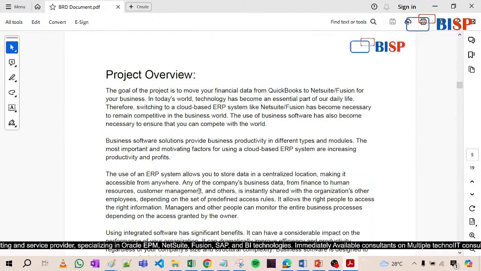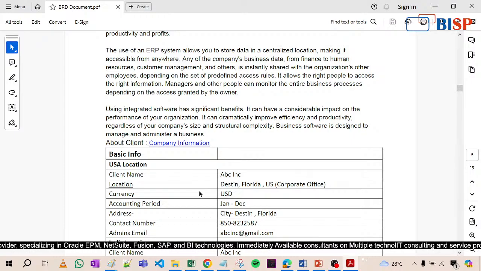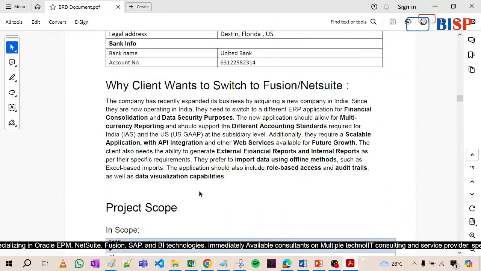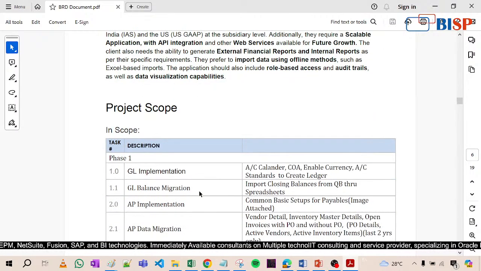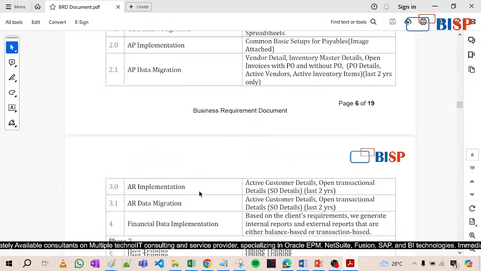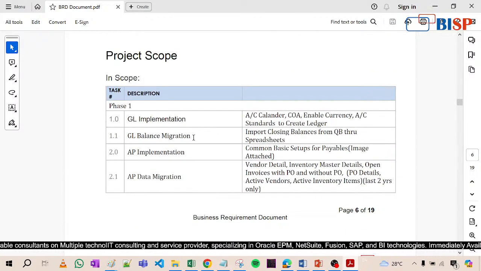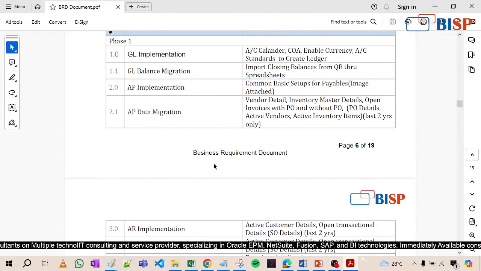Then the project overview. In this project overview, you have to provide each and every detail about the client, and why the client wants to switch. You have to provide the reason also. Then the project scope. The project scope means what you are going to provide them, what you are going to implement, how you will implement, and what things are implemented. See here, like GL implementation, GL balance migration. Scope contains both the implementation and what type of data migration.